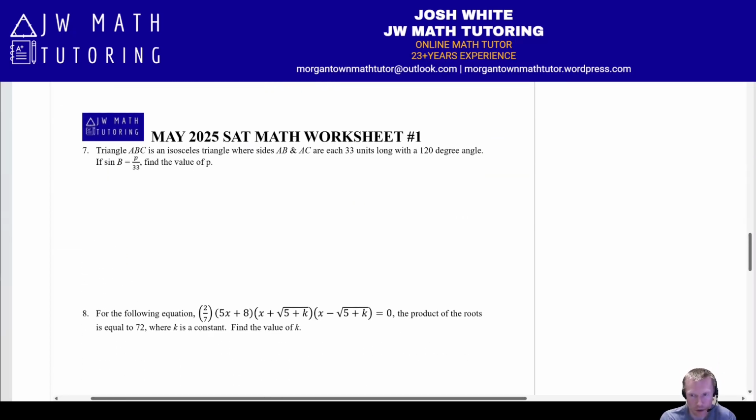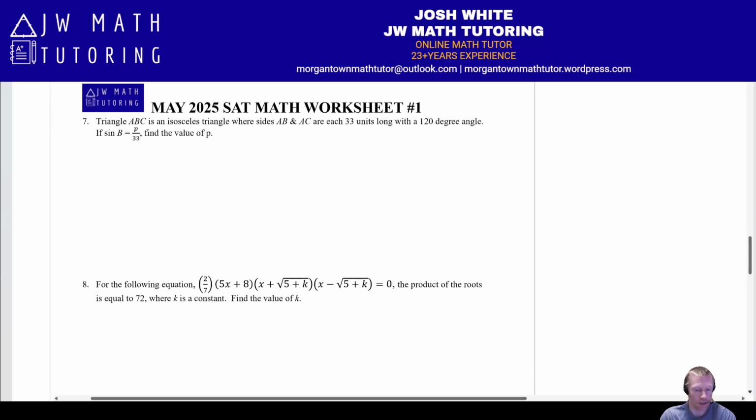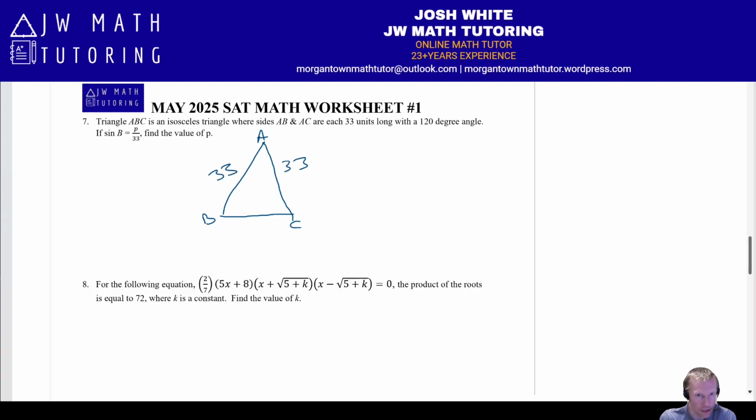All right, top of the next page, question number 7. Here we have another triangle-related problem, specifically right triangle and trig. So we have this isosceles triangle, and we have AB and AC, which means point A is going to be up here. Here's B, here's C. They're each 33 units long, 33, 33. And we have a 120-degree angle. This picture obviously is not drawn to scale, so just ignore that for right now. But this angle up here is 120 degrees.